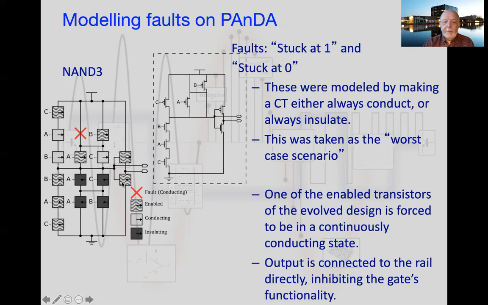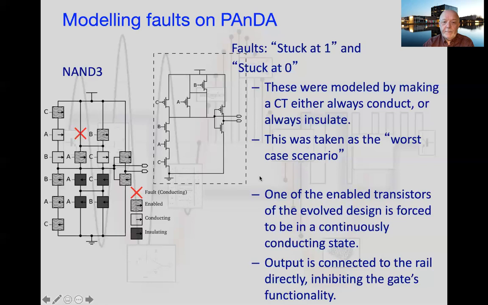Okay, so this is our circuit for a 3-input NAND gate. But what we've done here is, you'll notice where there's an X, there should be a transistor there. But in fact, we've induced a fault. We've created that transistor to be faulty. In this particular case, we said it's going to be conducting. Not conducting because we want it to as part of the circuit, but conducting because there's a fault there. We're inducing a fault in that particular transistor.